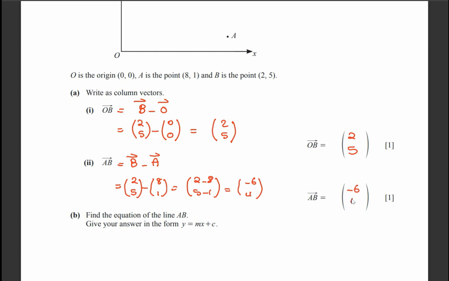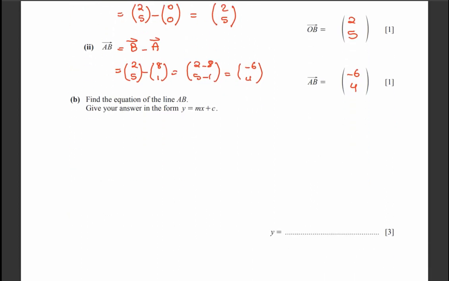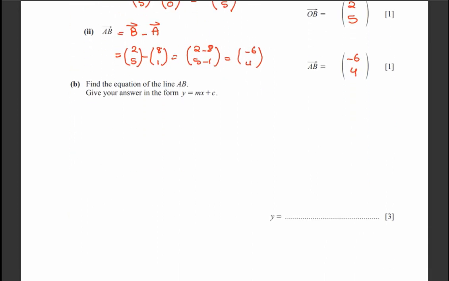So it is negative 6 and 4. Then find the equation of line AB. Give your answer in the form y equals mx plus c. So first I'm going to write the points in front of me here to not get confused. A is 8 and 1, B equals 2 and 5.